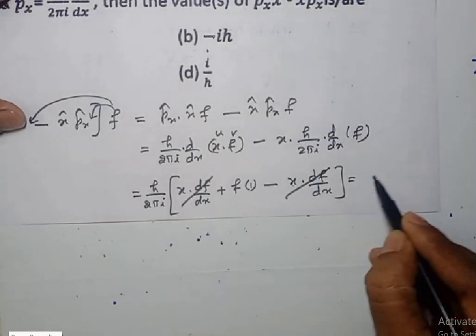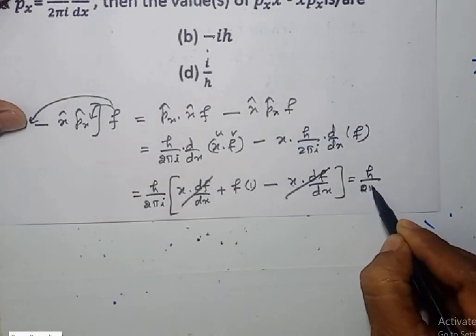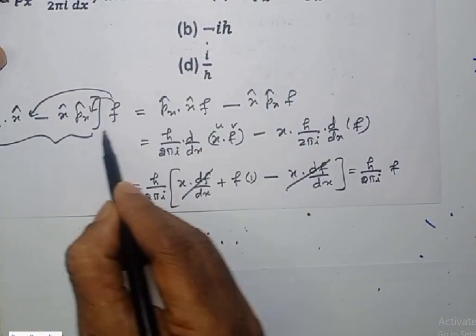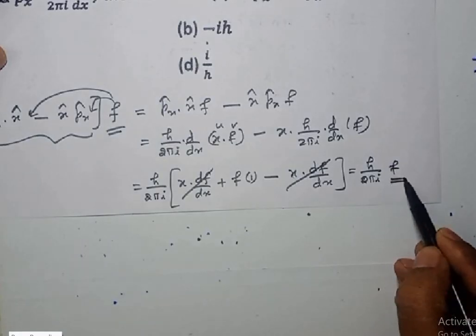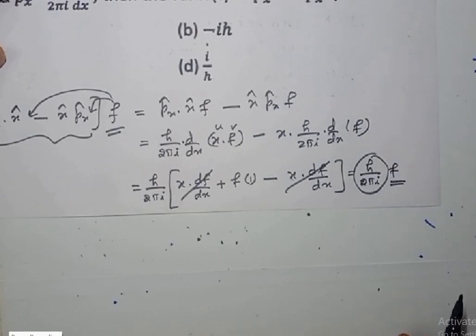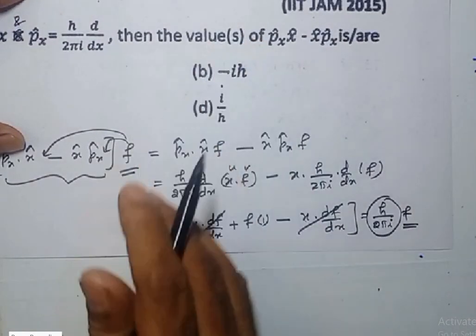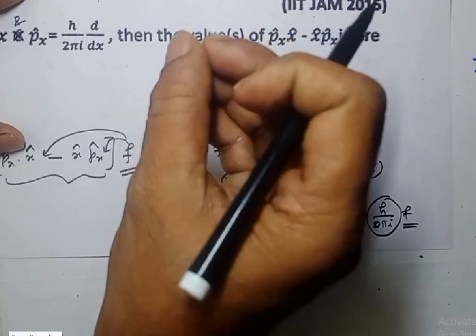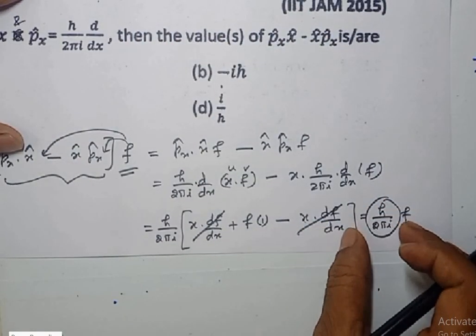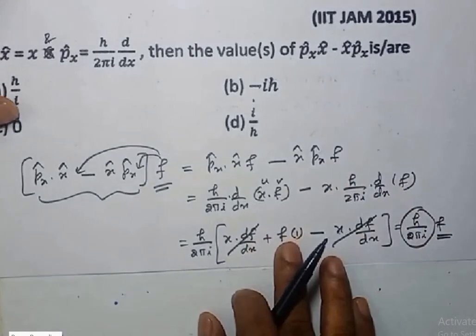So we get h by 2 pi i into the same function. I applied this operator on the function and I am getting the same function, and this is nothing but the eigenvalue. They are asking actually eigenvalue, but instead of eigenvalue, they are asking simply value. So this value is nothing but h by 2 pi i. Now we'll compare the options.